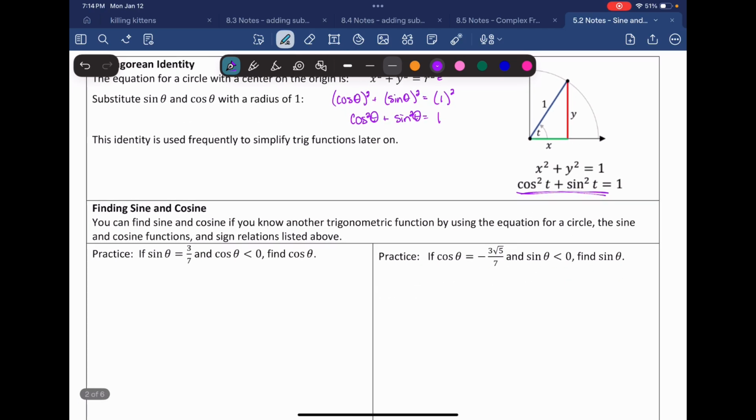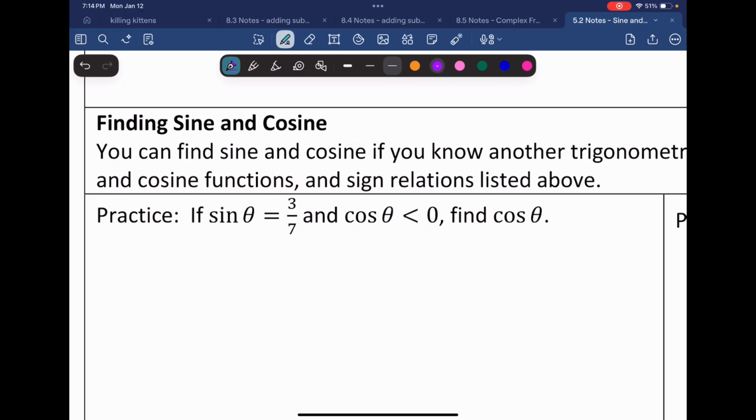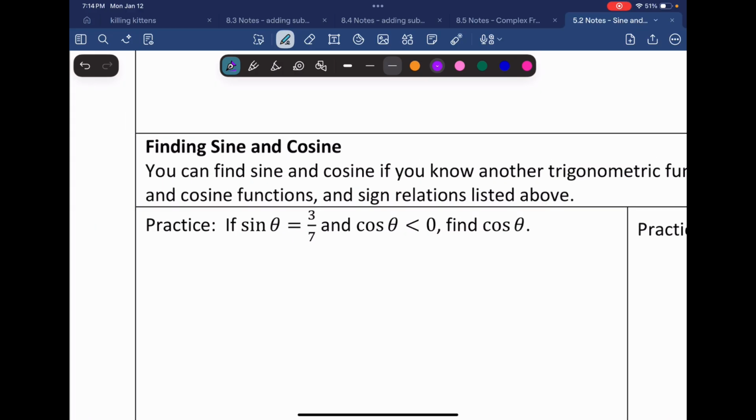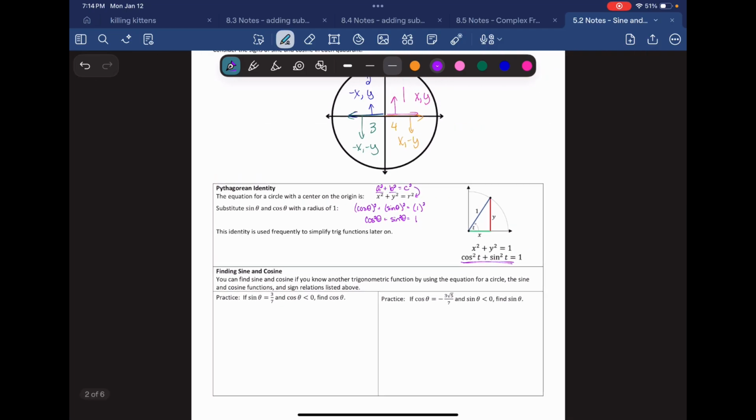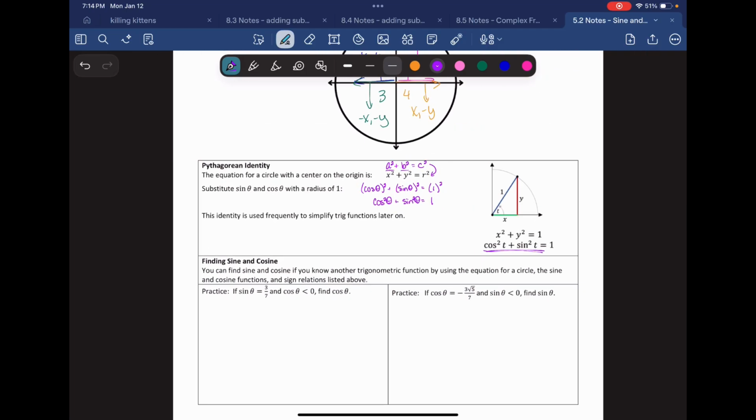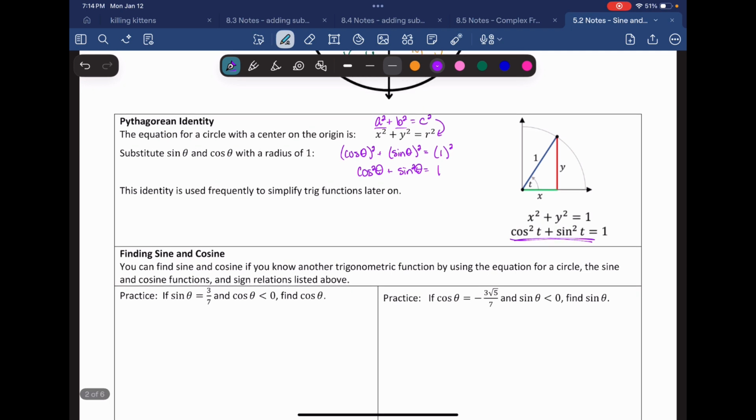All right, now, so if sine is 3 over 7, and sine I just lost my train of thought.